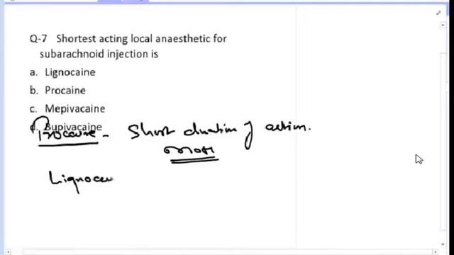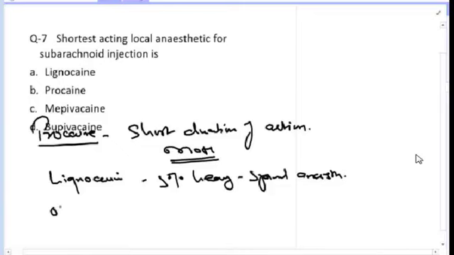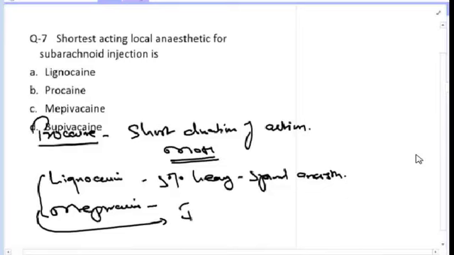Lignocaine, it is used as 5% heavy for spinal anesthesia. Then mepivacaine. Now both lignocaine and mepivacaine are intermediate acting, right? So procaine has got the shortest duration. Lignocaine and mepivacaine are intermediate acting.